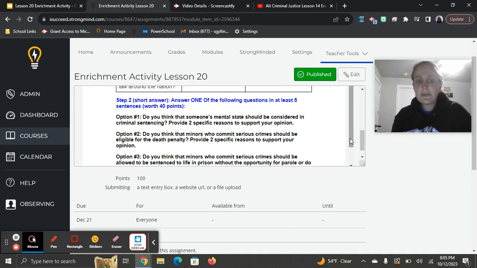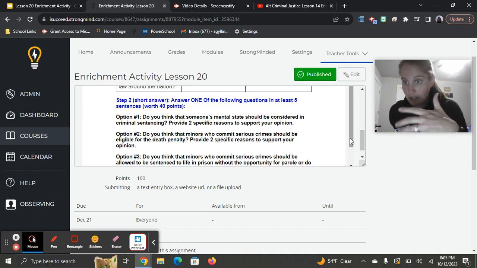Option number 2, do you think that minors who commit serious crimes should be eligible for the death penalty? Provide 2 specific reasons to support your opinion. So should those that are under 18 even be eligible to receive it? Your opinion here, not necessarily what the laws said or what's been established already, but do you personally feel like this is the case? Make sure to write 5 sentences and give me at least 2 reasons.